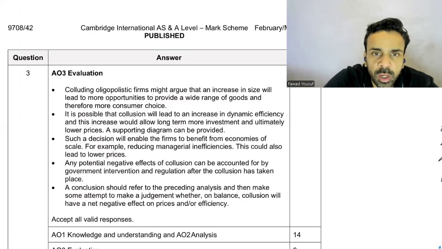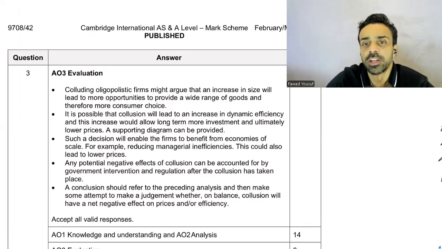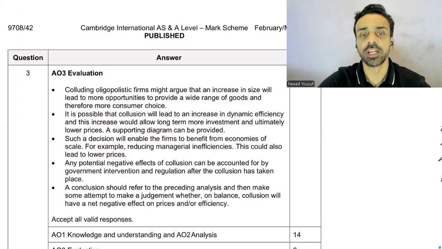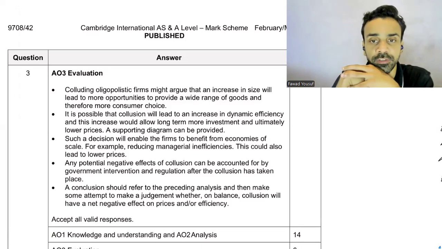Oligopoly के अंदर we wrote about dynamic efficiency. इसके अंदर they're saying कि एक supporting diagram बन सकता है. Dynamic efficiency का simple सा diagram है जो हम LRAC का curve बनाते हैं ना, उस LRAC curve को नीचे shift कर दो. That is basically your dynamic efficiency. And क्योंकि average cost गिरेगा तो chances are that the firms may lower their prices as a result of that.